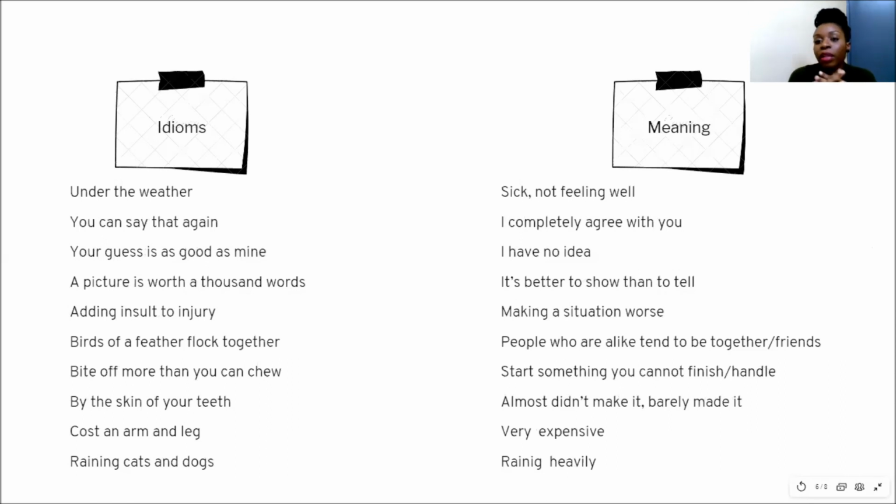You say, "I'm under the weather," or "She's been under the weather lately. I don't know what's going on with her," but it means she's been acting like she's sick, or she doesn't feel well.